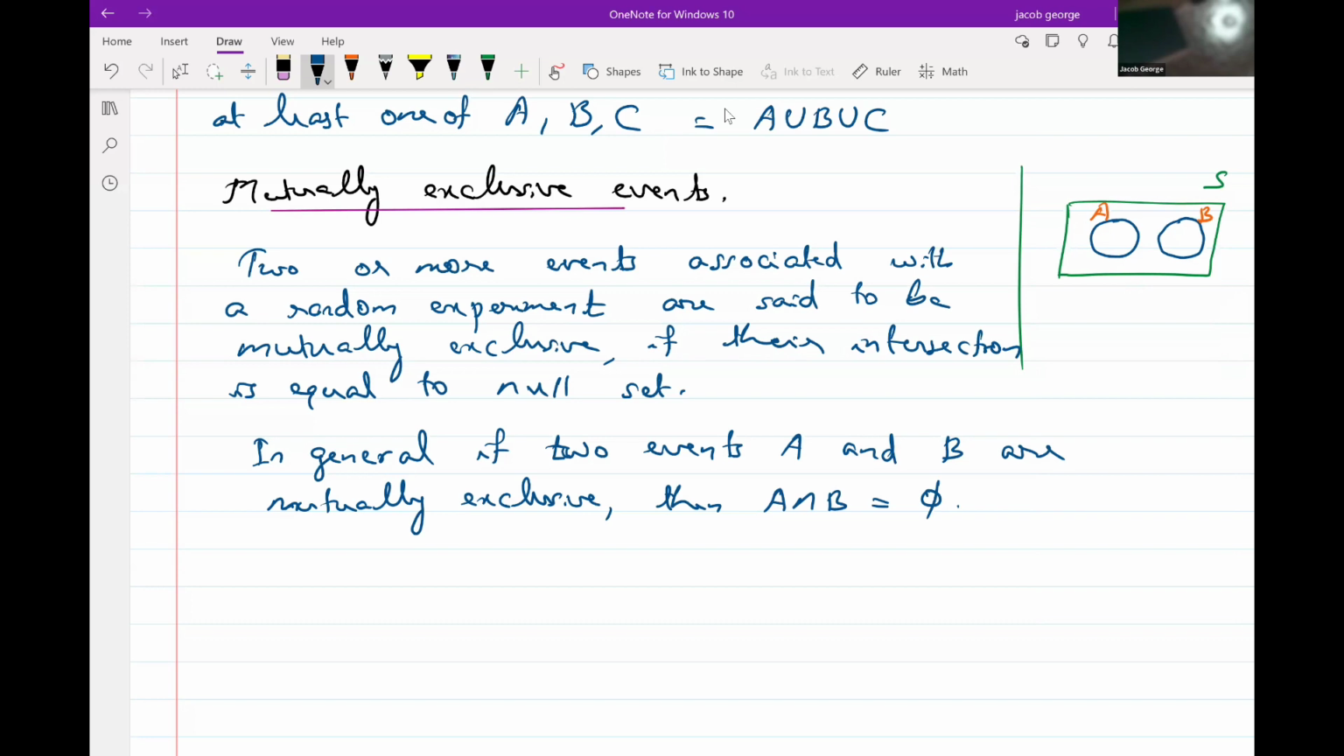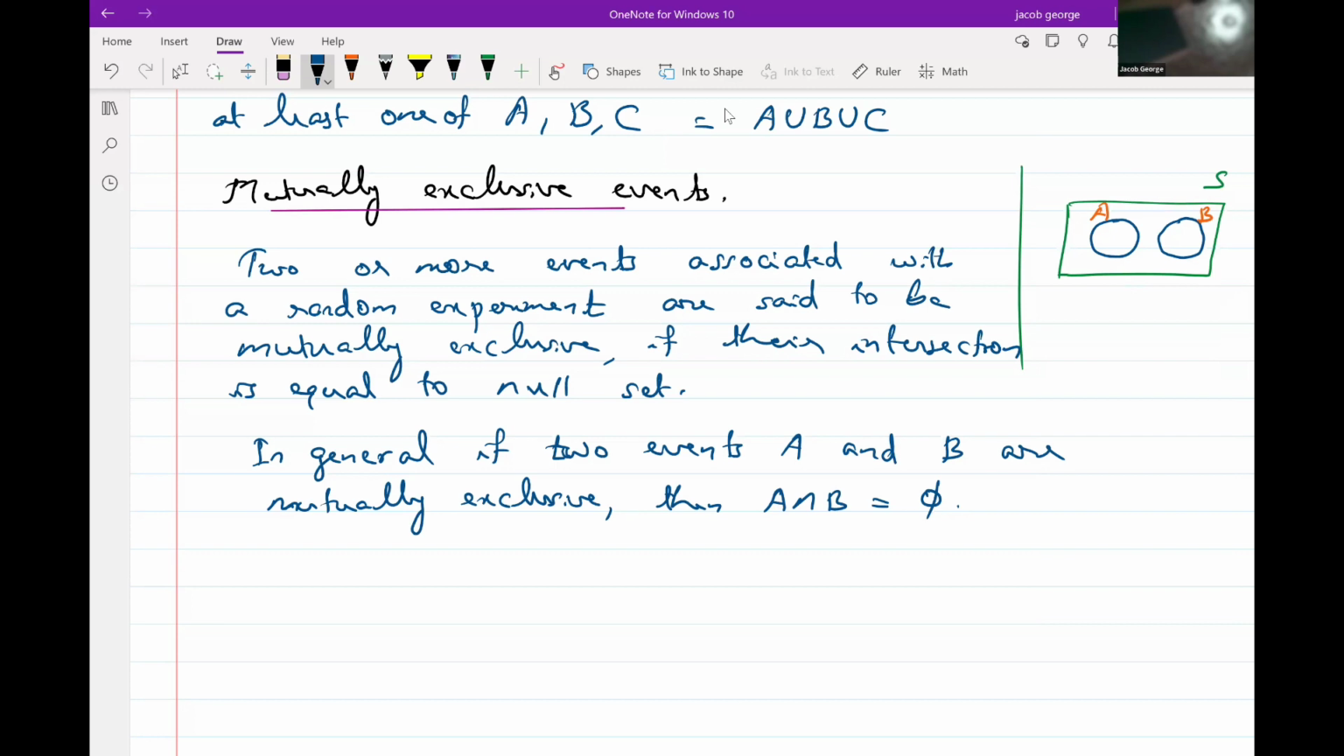So that diagram shows mutually exclusive events. So simply, mutually exclusive means there is no common element between two events. Then the events are mutually exclusive events.